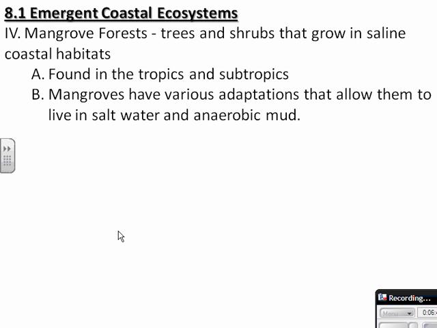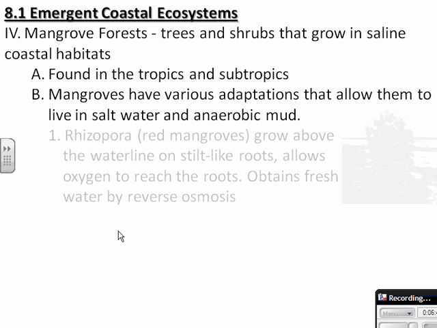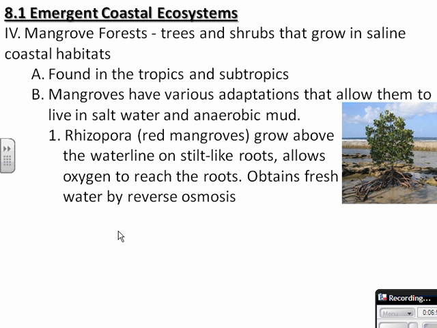They have various adaptations that allow them to live in saltwater, and of course in mud that's anaerobic, which means it has no oxygen. An example of this would be the red mangrove, or Rhizophora, which grows on stilt-like roots called prop roots. And these allow it to get oxygen to its roots, but also hold the plant above the waterline.